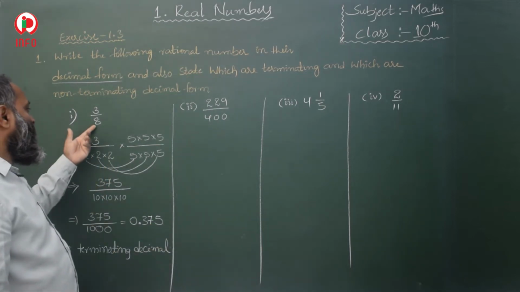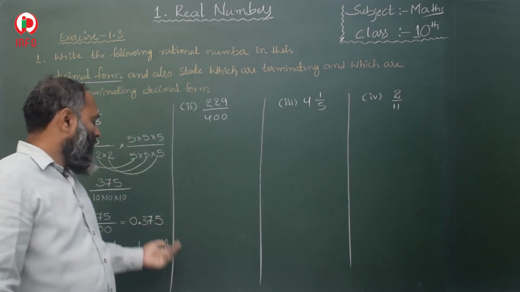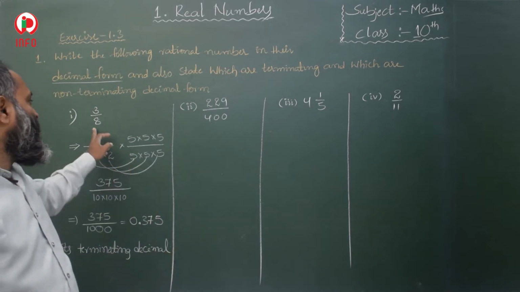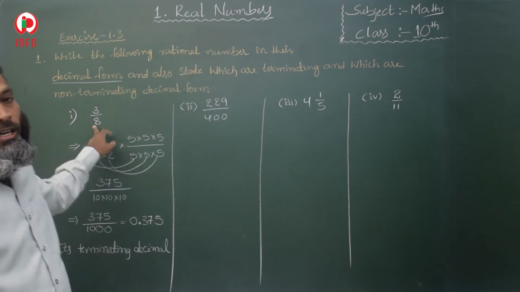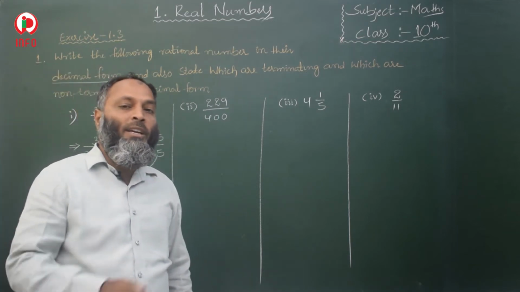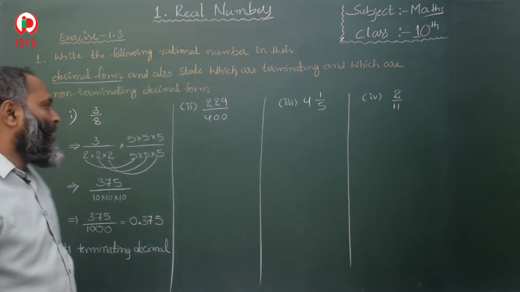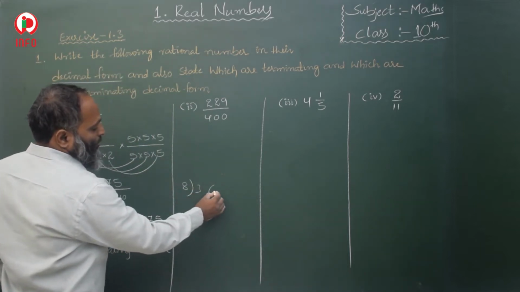Otherwise we can take 3 divided by 8, or 8 divided by 3 as written, and you will get the same thing only. So two methods we have. How is it? Simple, 8 divides 3 like this, point.